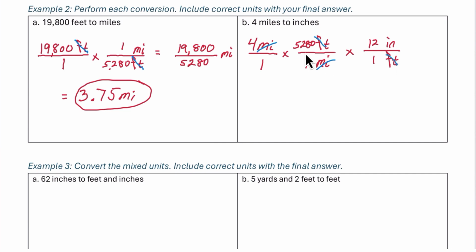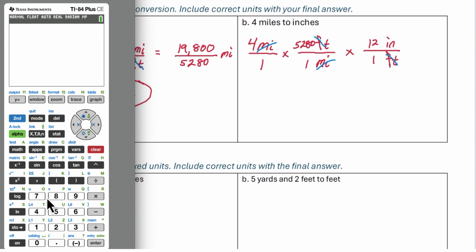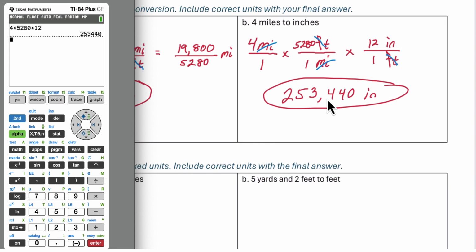And now we just have 3 fractions that we're multiplying. Let's again use the calculator to help us. In the numerator, we have 4 times 5,280 times 12. And we get 253,440 inches. Notice we don't need to divide by 1. Dividing by 1 is not going to change anything.